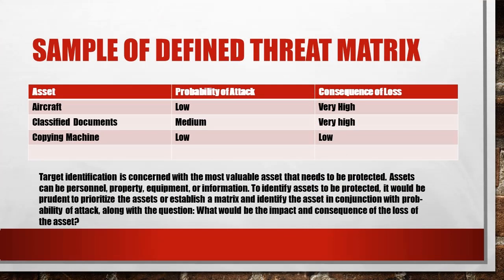This is a sample of a defined threat matrix. As you can see, it is a bit simplistic. Here we create a list of assets, the probability of attack, and the consequences of the loss. For example, maybe you are working on a military base, and you are securing aircraft, documents, and other similar things. In this example, here in the US, the probability of someone attacking an aircraft may be low, but if something bad were to happen to that aircraft, the consequences could be dire.